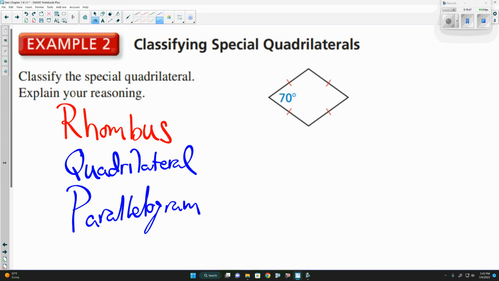Because if it just asks to classify, we want rhombus. We always want the most specific. If, because the homework sheet is going to ask this, it asks you to name all, give all names, then we have to say that it is a quadrilateral, parallelogram, and a rhombus. If it asks for all of them, we would want all of them. If it just asks to classify, we want the most specific.